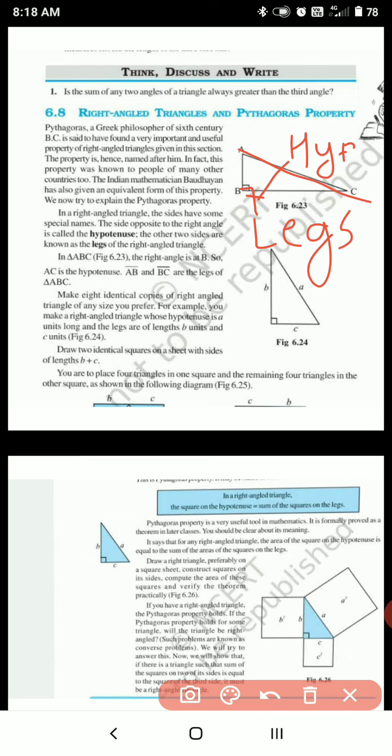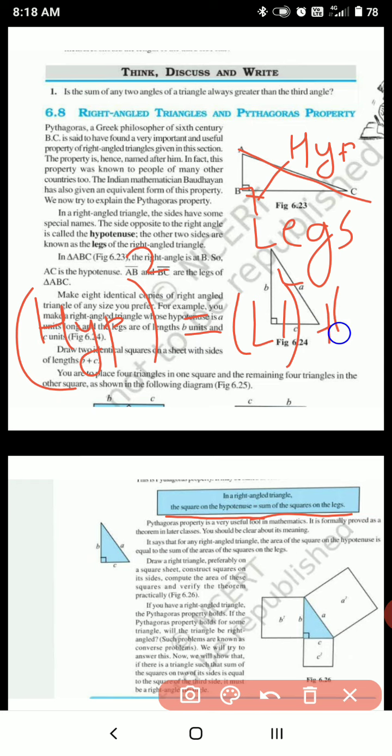Understood, beta? Now, in a right angle triangle, the square on the hypotenuse is equal to the sum of the squares on the legs. Suppose we are going to find the square of the hypotenuse: hypotenuse square is equal to leg 1 square plus leg 2 square. When we get the sum of the squares of these two legs, it is equal to the square of the hypotenuse.